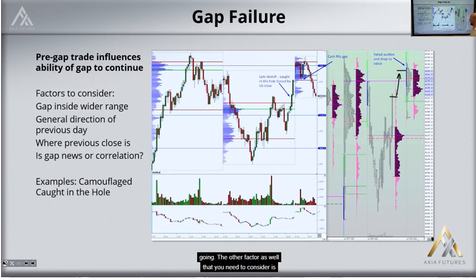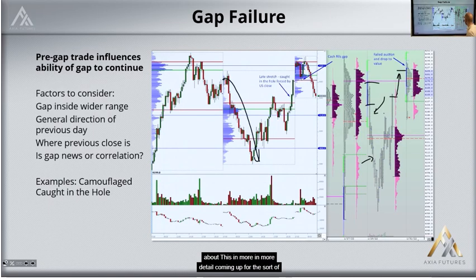The other factor that you need to consider is where was the previous close? What happened to create the move? So in this situation, we go and look at what happened. And this is what I call a camouflage caught in the hole trade, which creates a gap. So what we've had, previous day sells off. And to start the day, this looks like a reasonably solid move down. You have small initial balance, single prints come out of it, second set of single prints. This is what you would call at the time a machine gun move.